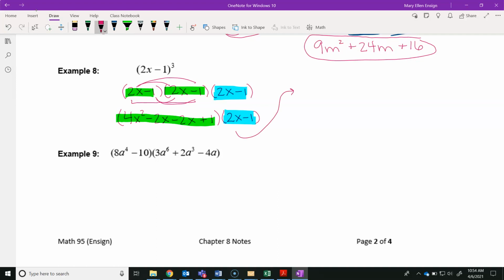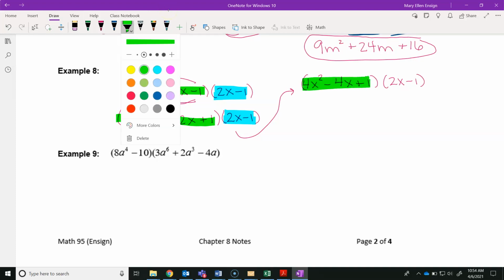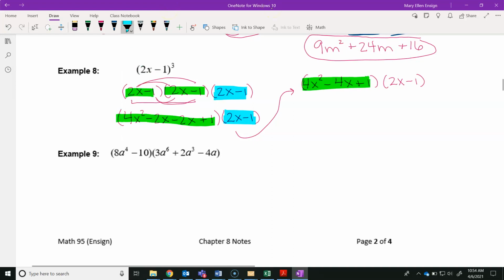I'm going to choose to clean up this first answer by combining those like terms. So I'm going to get 4x squared, negative 2 minus 2 more is negative 4x plus 1. So I'm going to take this times my 2x minus 1. So this is still what I got before. Here's my green answer. I just combined like terms, so I'd have fewer terms there. And then here's my third factor, that blue one.